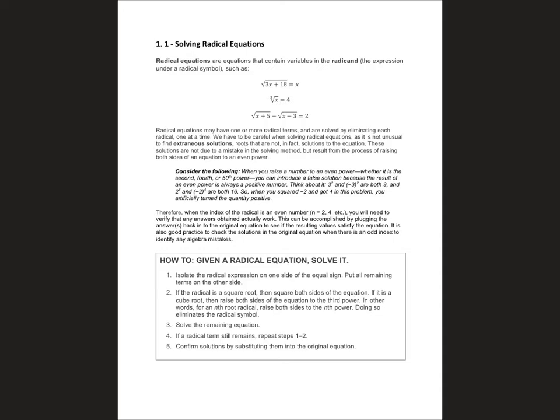The square root of 3x plus 18 equals x. The cube root of x equals 4. The square root of x plus 5 minus the square root of x minus 3 equals 2. Radical equations may have one or more radical terms, and they're solved by eliminating each radical one at a time.